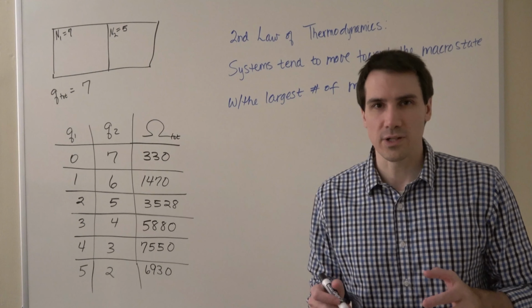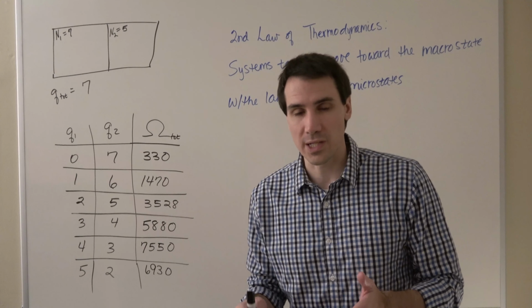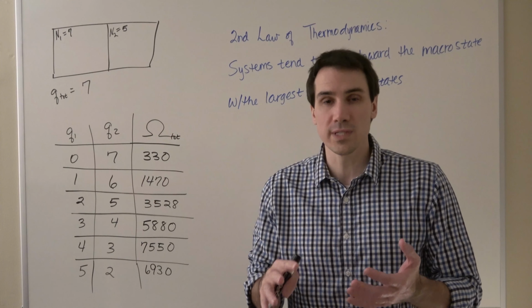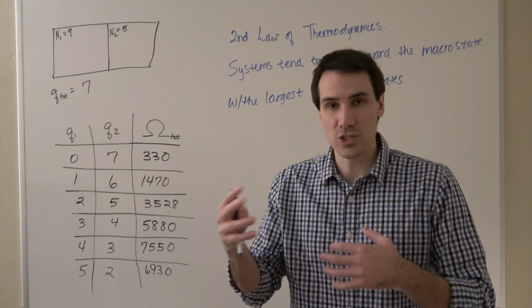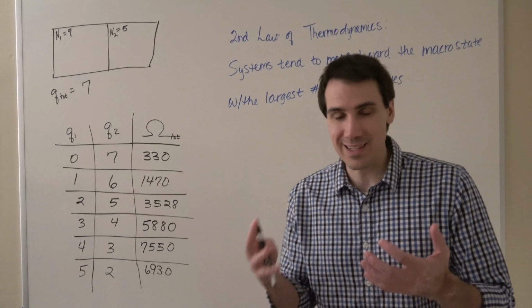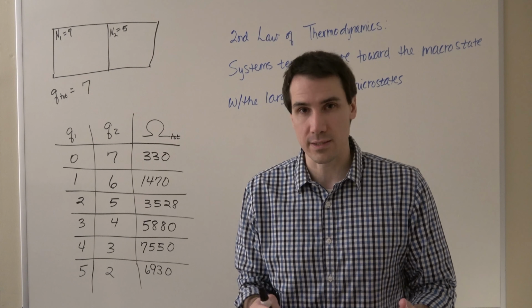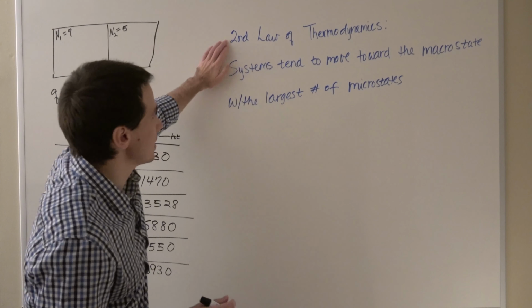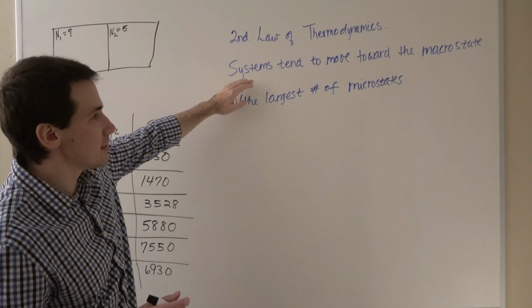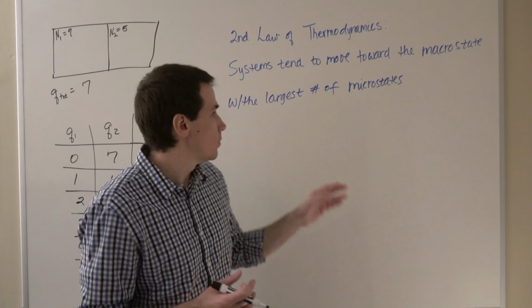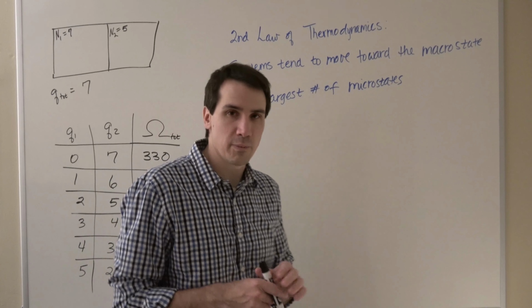In this video, I'd like to talk a little bit about the second law of thermodynamics and give a simple model of how two systems will tend to exchange energy and move towards the most likely macro state of the system. So what we have is a statement of the second law of thermodynamics, which says that systems tend to move towards the macro state with the largest number of microstates.